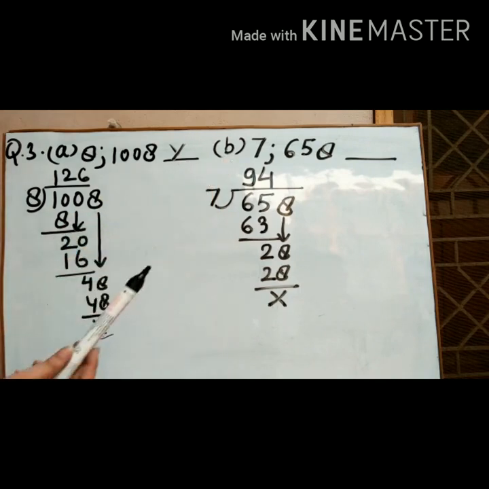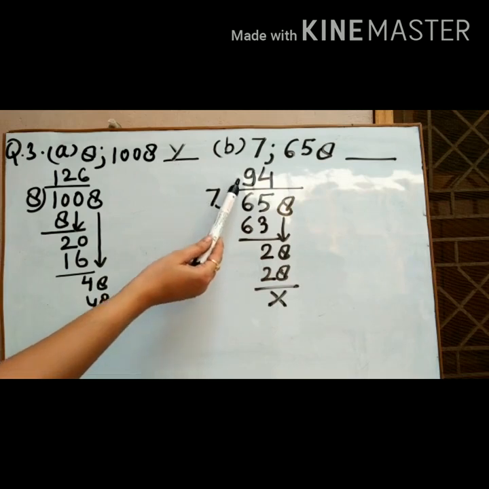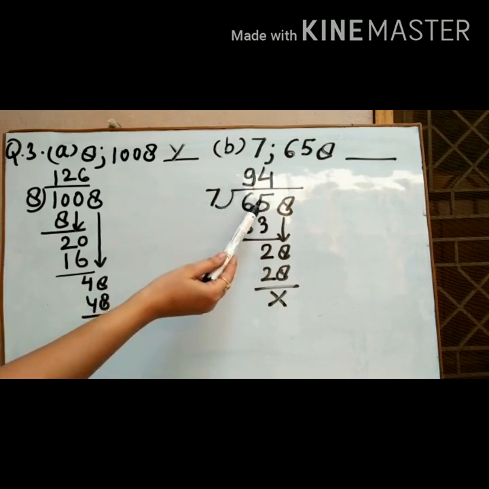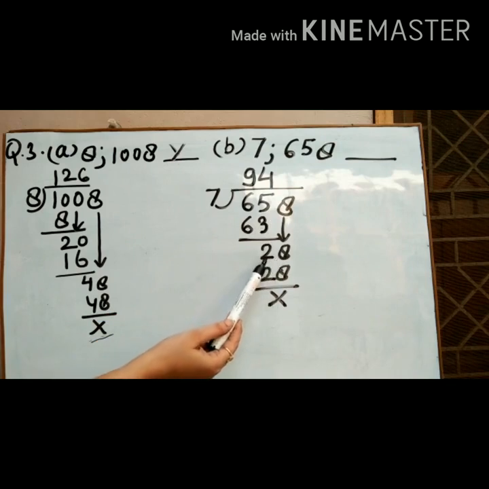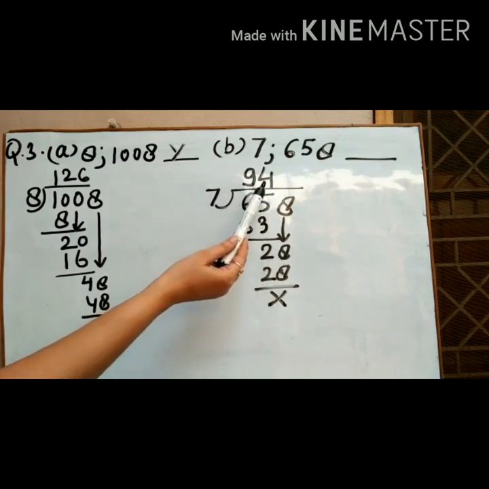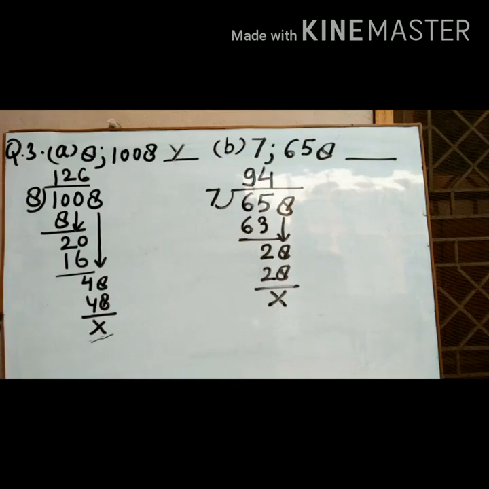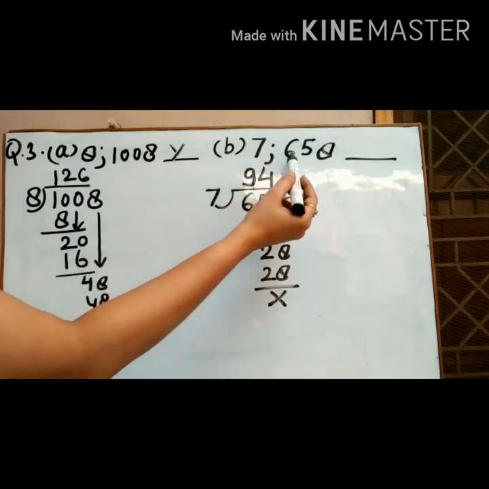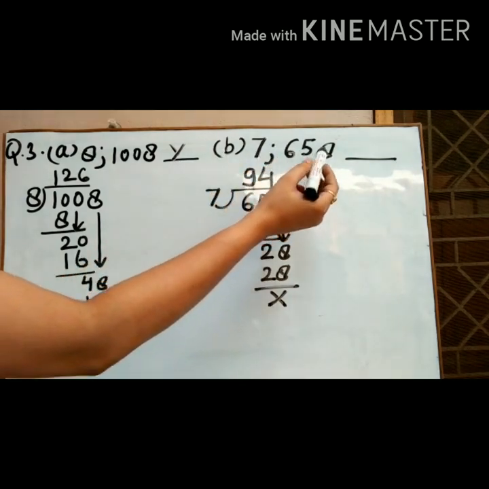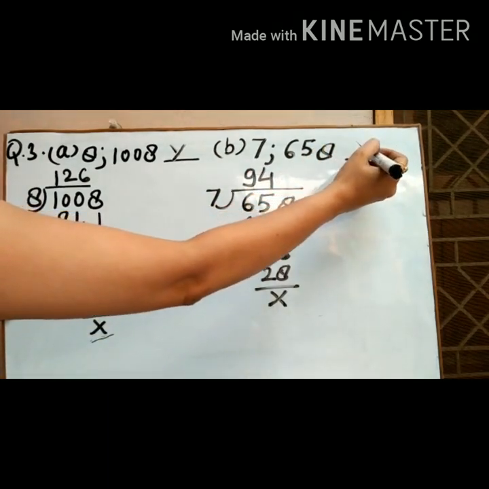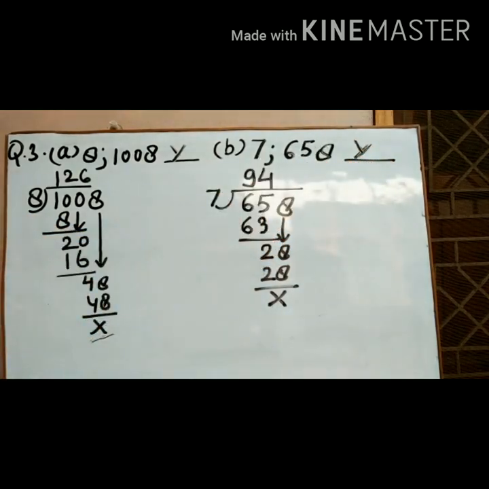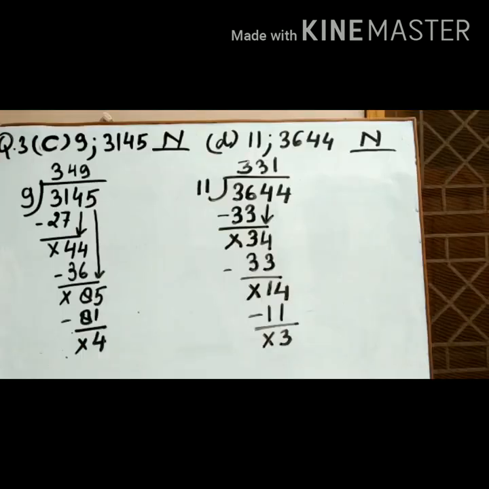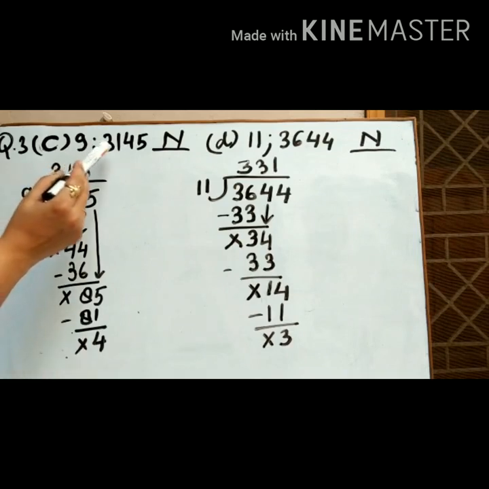Next, 7 9s are 63. 65 minus 63 is equal to 2. We will write here 8, 28 and 7 4s are 28. 7 divides 658 exactly. So, 7 is a factor of 658.